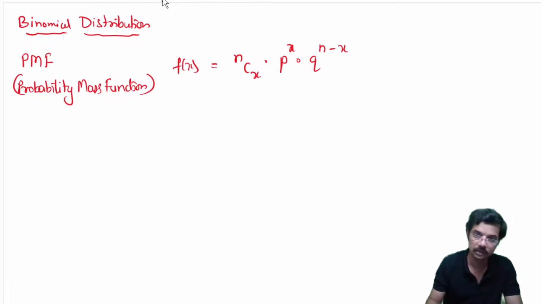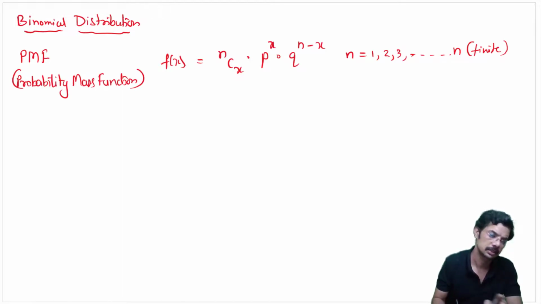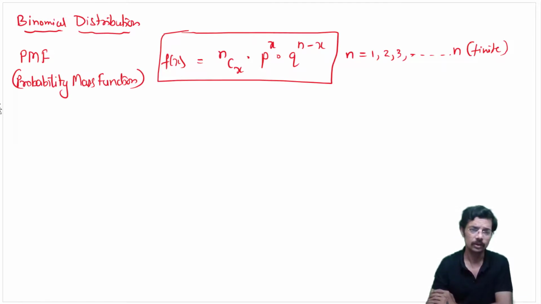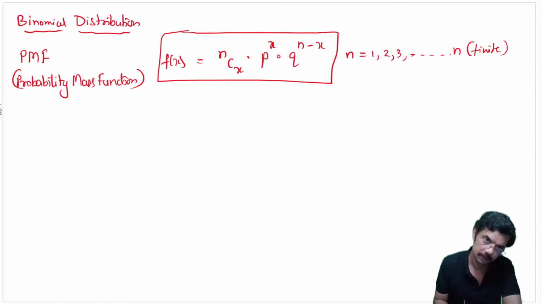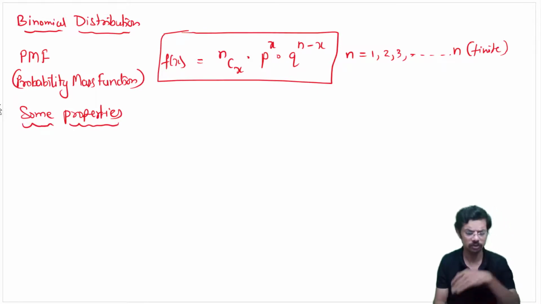Here the condition is that n is finite, n equal to 1, 2, 3, up to a fixed value n. This should be finite, and we know all the remaining as discussed in the previous case. This is the probability mass function for the binomial distribution. Now we shall discuss some properties of the binomial distribution.